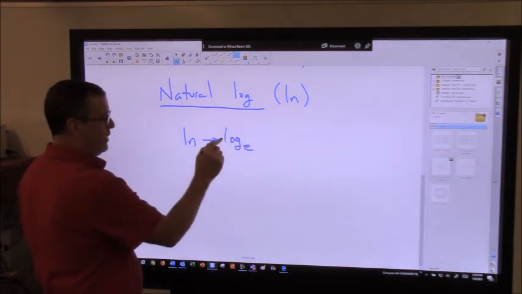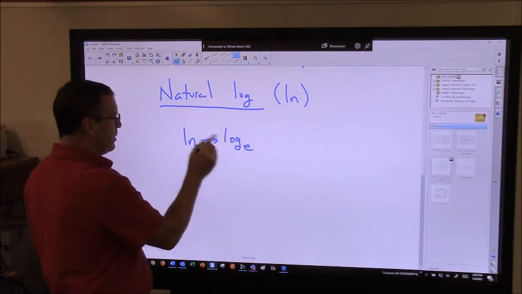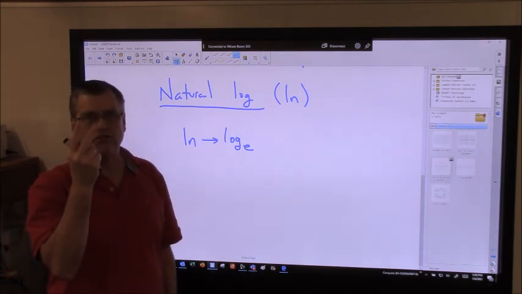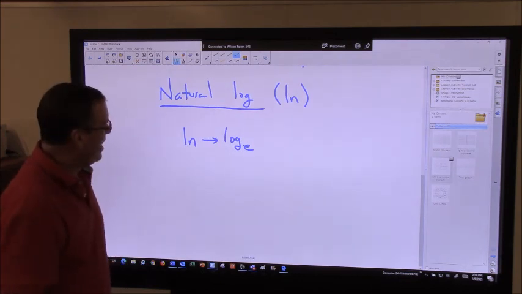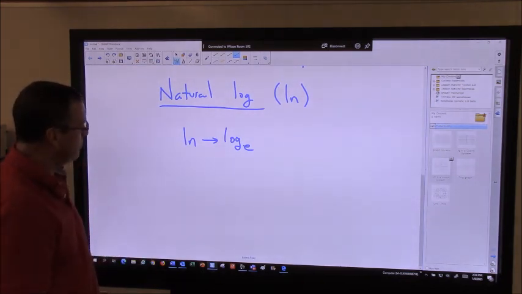So instead of having to write log base e, because that'd take a really long time, right? We could just shortcut it and just write ln. So I have to write two letters instead of four. So I'm really saving a lot of time. I don't know why math people did what they did, but that's the reason behind it, okay?